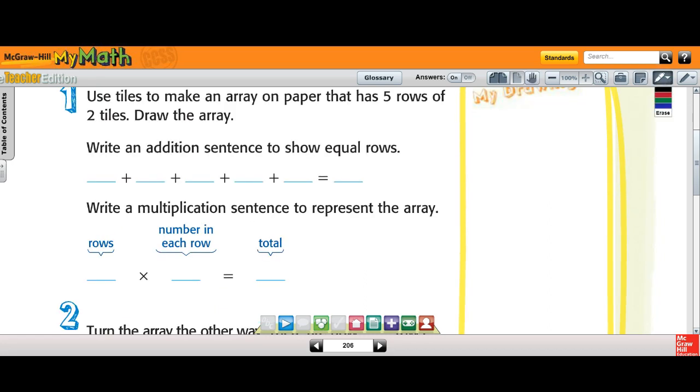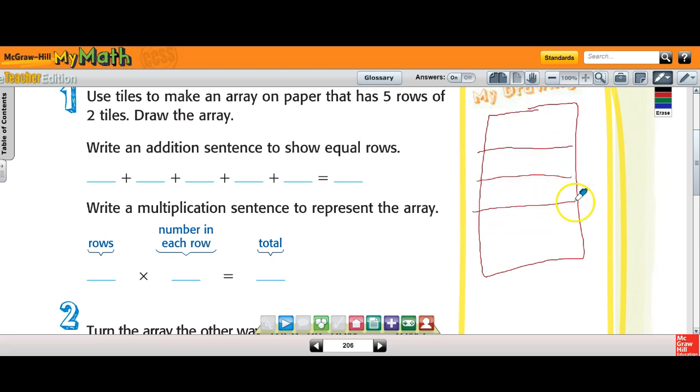So I want 5 rows. They start off with the rectangle. I'm going to use 4 lines. 1, 2, 3, 4. I actually made 5 rows. 1, 2, 3, 4, 5. Okay. And then it says that I need 2 tiles in each row, right? 2 tiles. That does not mean that I make 2 lines. I'm only going to need 1 line.